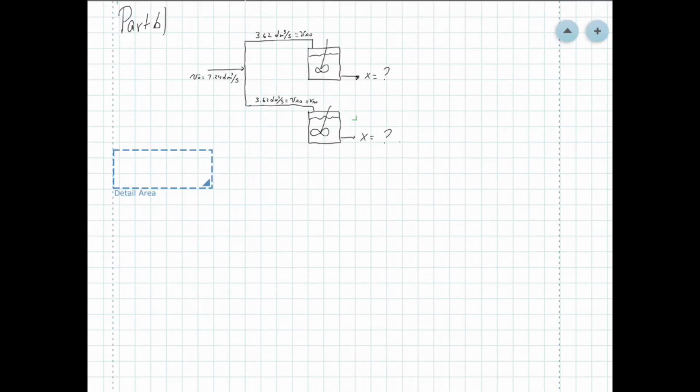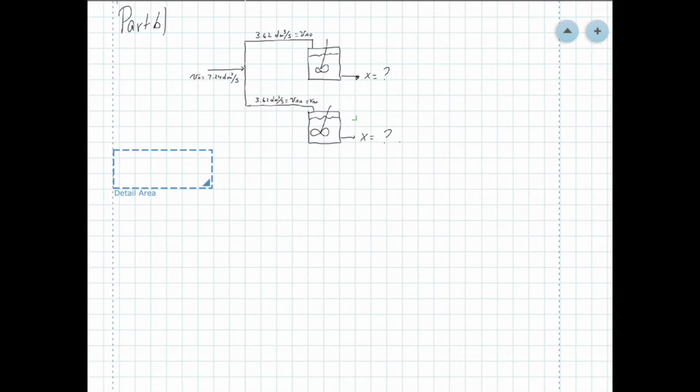Okay, so now let's focus on part B. We're trying to get the corresponding conversion, right? When we have a system with two CSTRs in parallel, they are giving us the volume of each of the reactors. We calculated before that the total volumetric flow rate is just the addition of the individual flows. We calculated that previously, so it's there in the drawing.